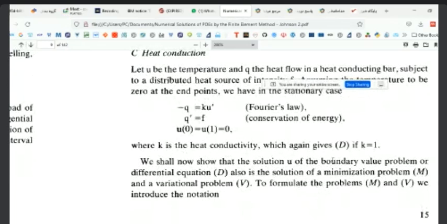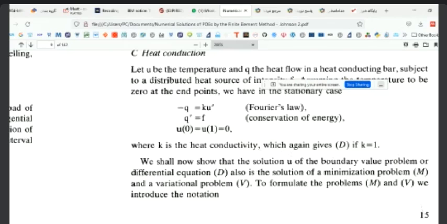And here we want to take a look at this type of example differently, from another perspective. We want to find a minimization problem or variational problem in mathematics that has the same or an equivalent solution to these differential equations.